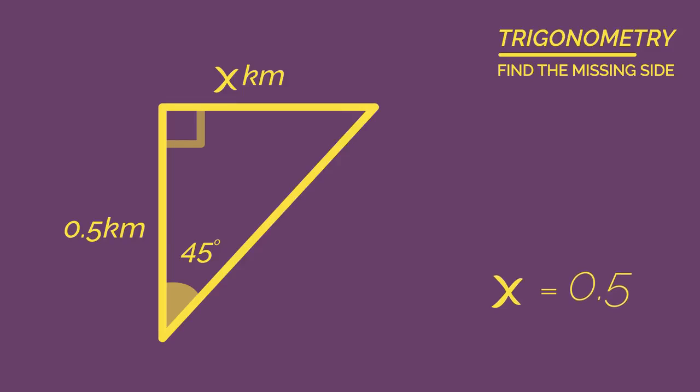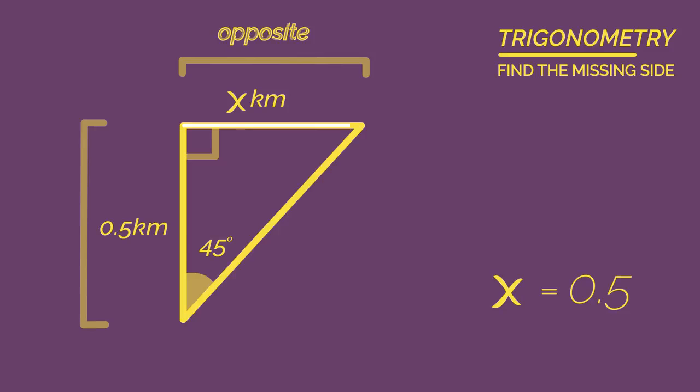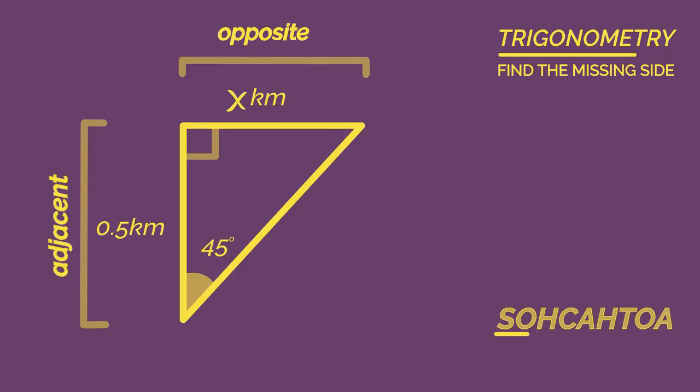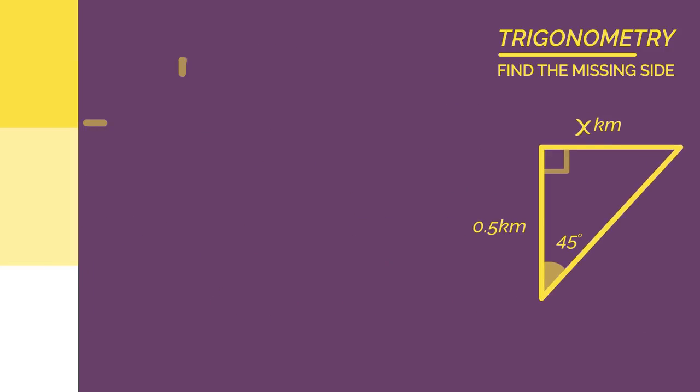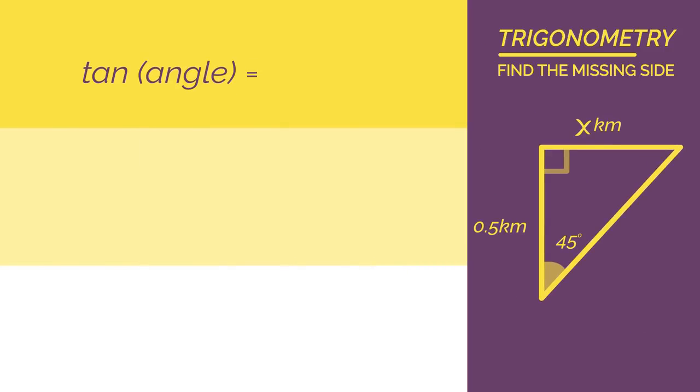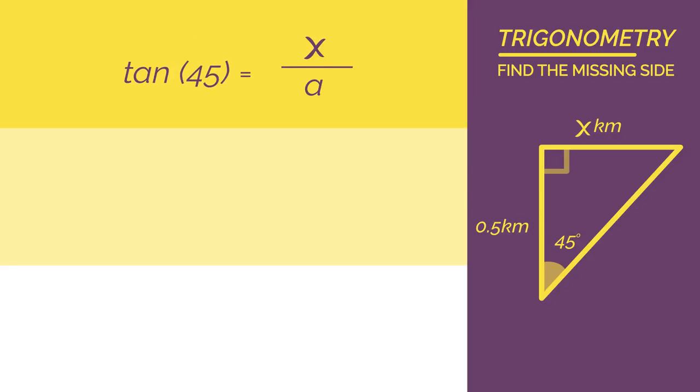Did you get x is 0.5 kilometres? So the x is opposite because it is opposite the 45-degree angle. And 0.5 kilometres is the adjacent because it is next to the angle. So with O and A, should we use sine, cos or tan? Hopefully you thought tan. So tan of the angle is opposite divided by adjacent. And let's substitute in our numbers and we get tan 45 equals x divided by 0.5.